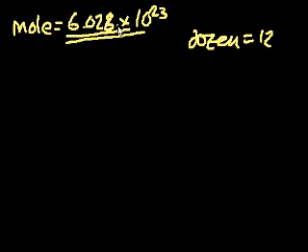So normally we don't deal in moles of eggs. I don't think there has been a mole of eggs ever produced in the history of the universe. 10 to the 23 is a very, very, very large number. So where is it useful? Well, a mole is useful for counting atoms.